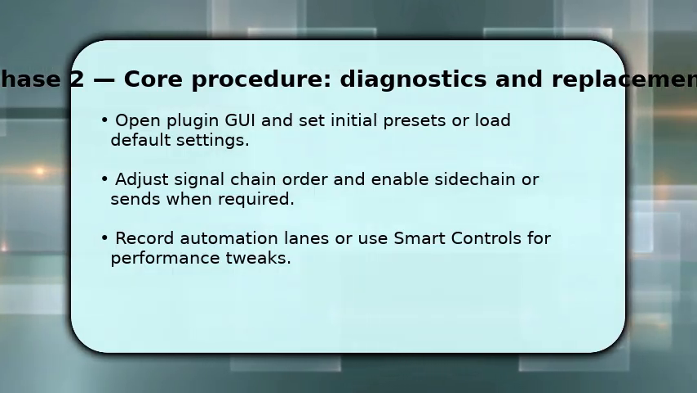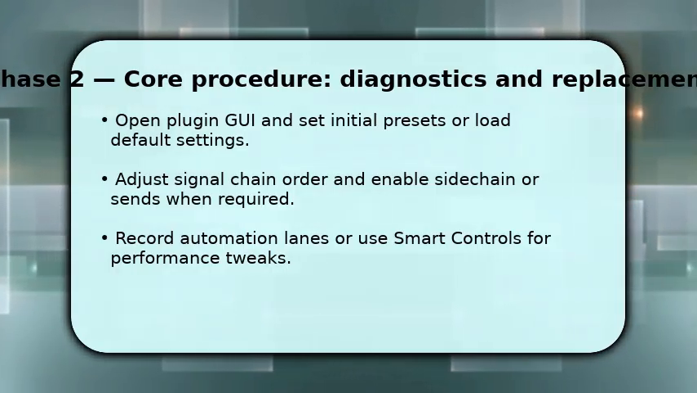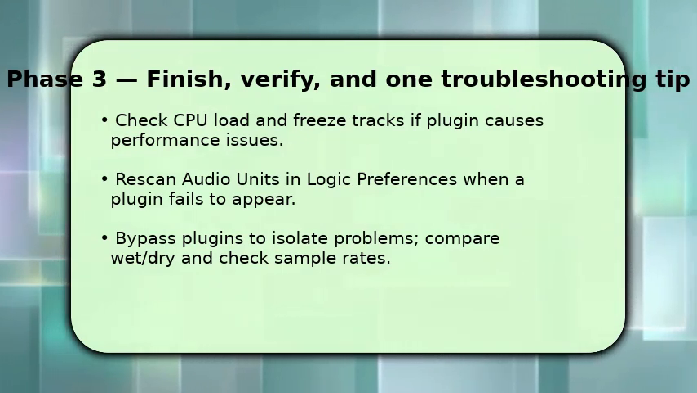Finally, automate critical knobs, or map them to a controller, and finish by balancing levels and listening in context. Bypass the plugin to hear before and after, because subtle changes can be masked by mix volume.